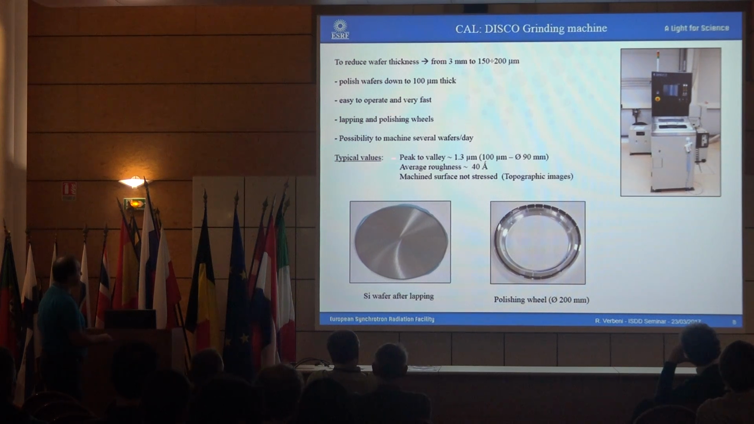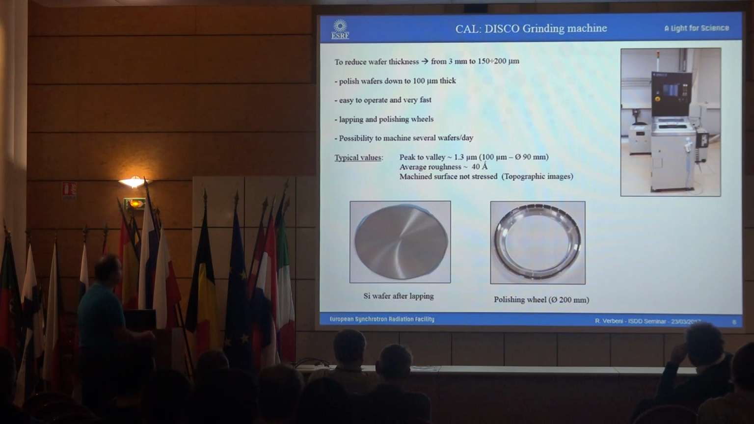You have a peak to valley measured around 1.3 microns. You have an average surface roughness around 40 nanometers. It's optical polishing. We also tried to measure some of these wafers on BM5 with topographic images. The wafer doesn't show particular stress after the machine. This is very, very good news.